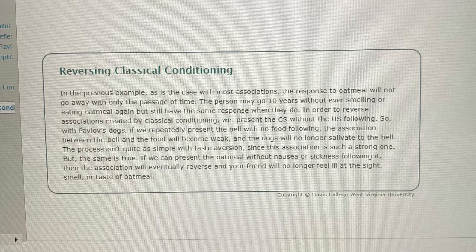The process isn't quite as simple with taste aversion, since this association is such a strong one. But the same is true. If we can present the oatmeal without nausea or sickness following it, then the association with it will eventually reverse and your friend will no longer feel it at the sight, smell, or taste of oatmeal.